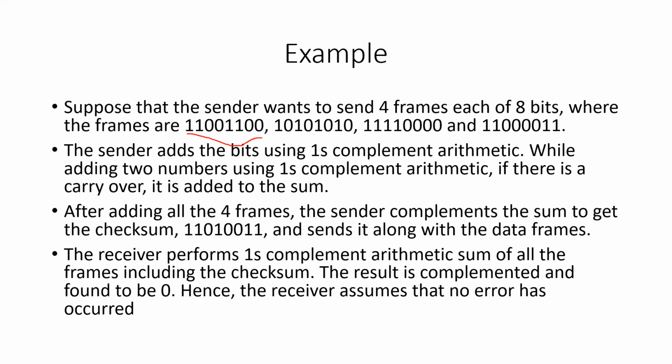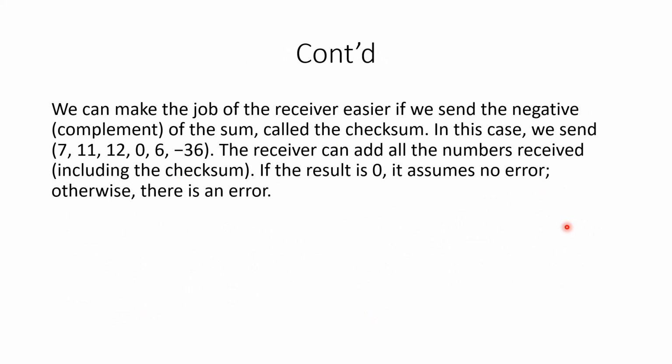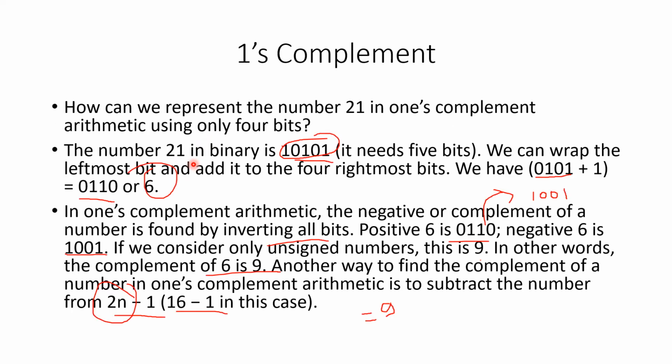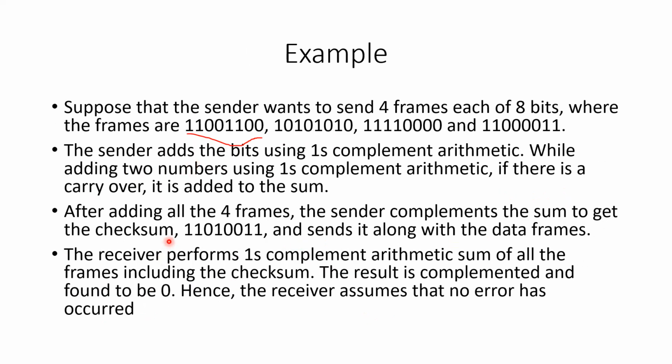Okay, in one's complement, whenever there is a carry, we'll add it to the sum. Again, we'll add this to the sum. So after adding all the 4 frames, the sender complements the sum. See, this is what we were doing in this example. We were simply taking all the numbers and complementing the sum. So again here also we are adding all the numbers and then complementing. After adding all the 4 frames, the sender complements the sum to get the checksum. So this is the value, and it is sent along with the data frame.